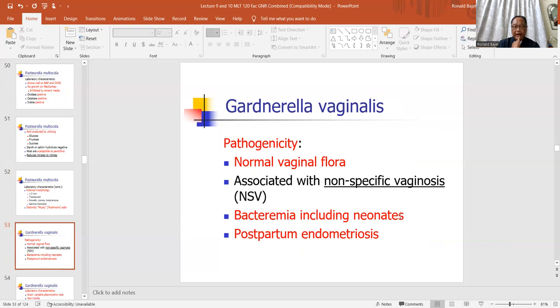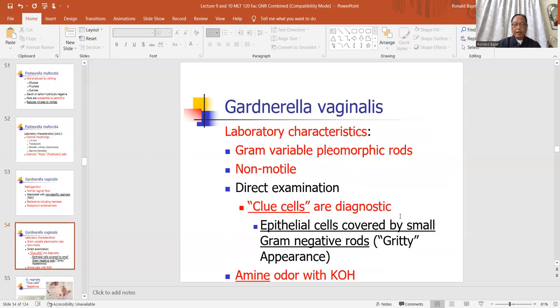The next organism is Gardnerella vaginalis. This organism is part of the normal vaginal flora, and it's associated with nonspecific vaginosis. Nonspecific vaginosis can cause bacteremia, including in neonates, and postpartum endometritis. These organisms are gram-variable pleomorphic rods. They're coccobacilli. When I say pleomorphic, that means it has different shapes. It's either a rod or cocci or coccobacilli, but it's not all rods or all coccobacilli; it's a combination of shapes. That's what pleomorphic means, okay? Pleomorphic means more than one shape present.